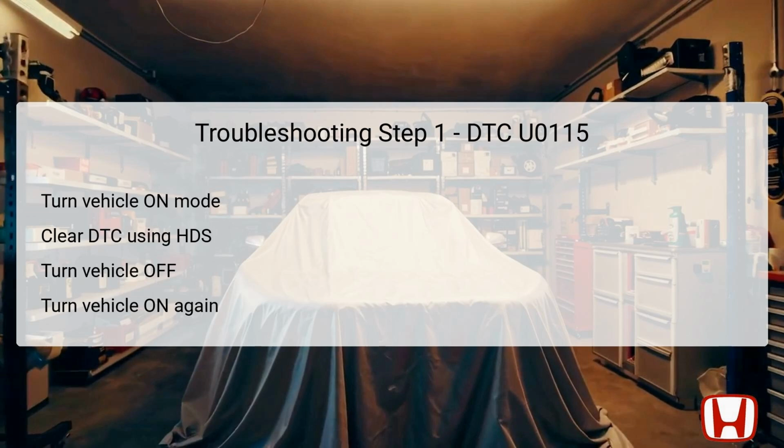Wait for a moment before turning the vehicle back to the on mode. At this stage, check for any pending or confirmed DTCs using the HDS. If DTC U0115 reappears, it indicates a persistent failure that must be addressed further. However, if it does not appear, it may suggest an intermittent failure in the system, prompting a review of the wiring connections for any loose terminals or disconnected cables.